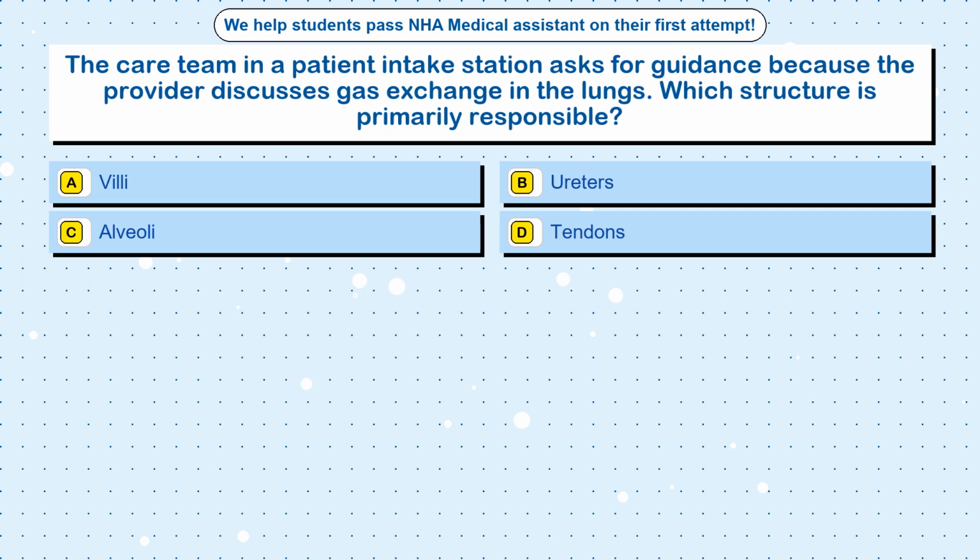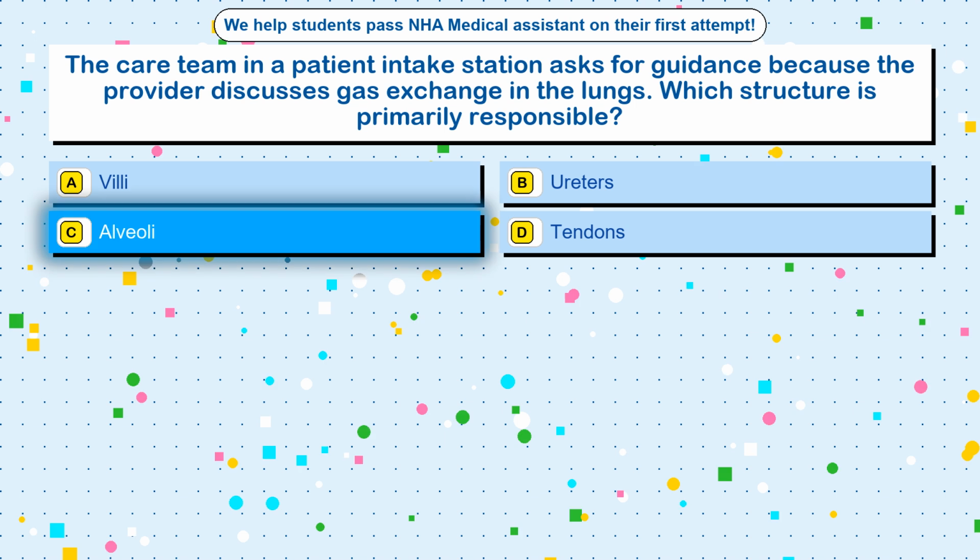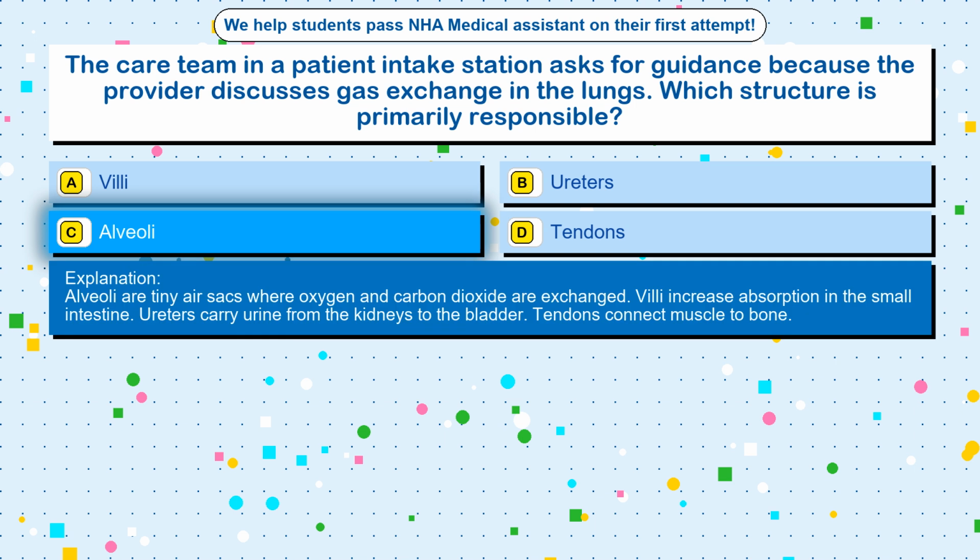Question 78. The care team in a patient intake station asks for guidance because the provider discusses gas exchange in the lungs. Which structure is primarily responsible? Option A, villi. Option B, ureters. Option C, alveoli. Option D, tendons. The correct answer is option C, alveoli. Alveoli are tiny air sacs where oxygen and carbon dioxide are exchanged.